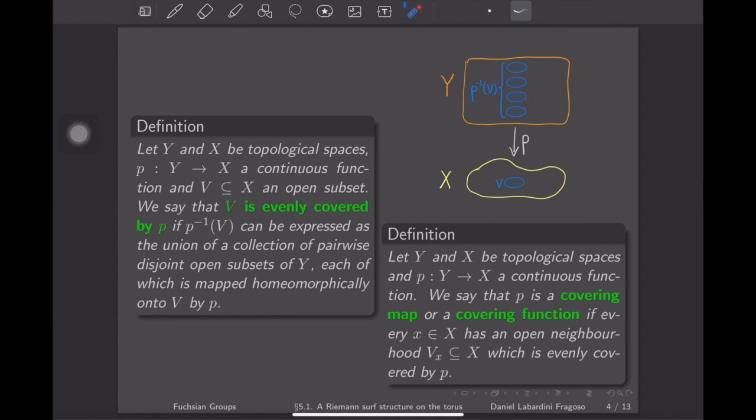And we say that the map itself is a covering map if around each point in X, there is an open neighborhood which is evenly covered by p. So in other words, X has some open cover consisting of open sets, each of which is evenly covered by p. That is a covering map or a covering function. And we say that Y is a covering space of X.